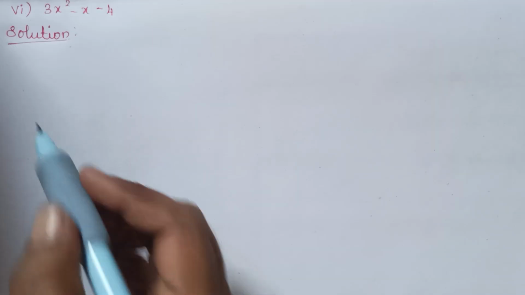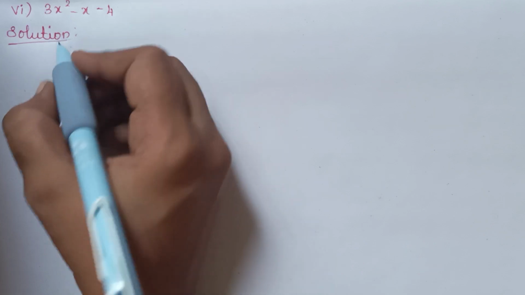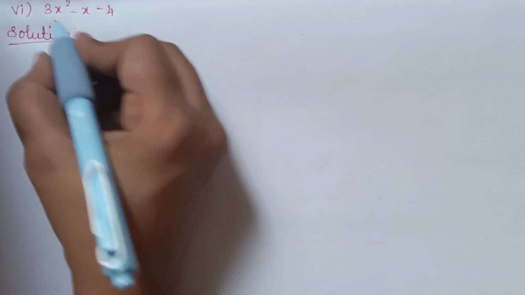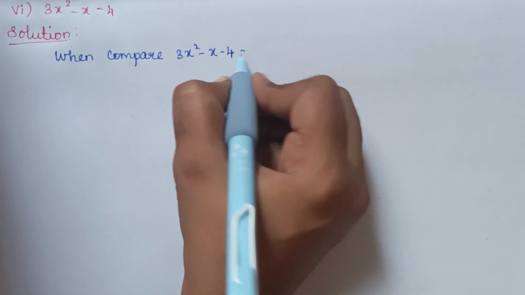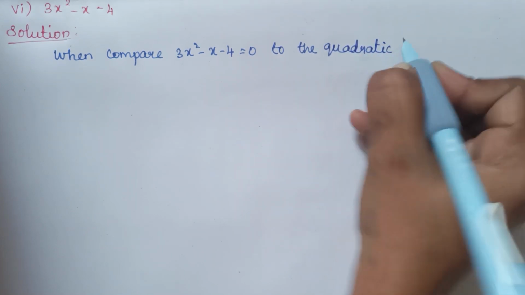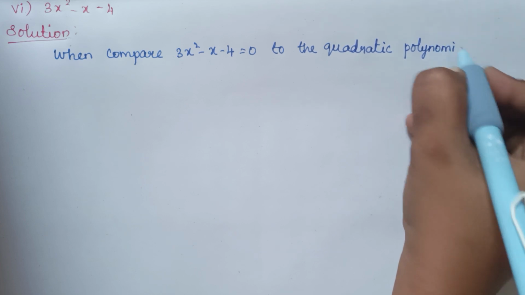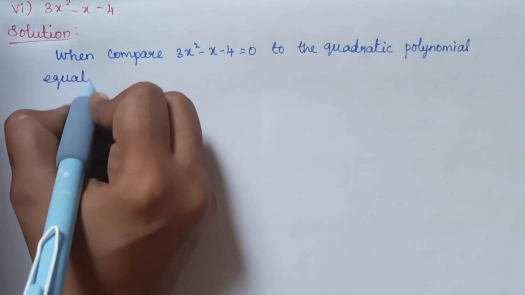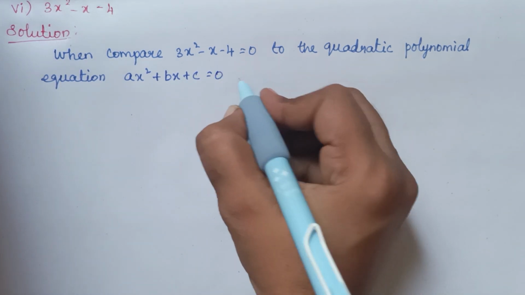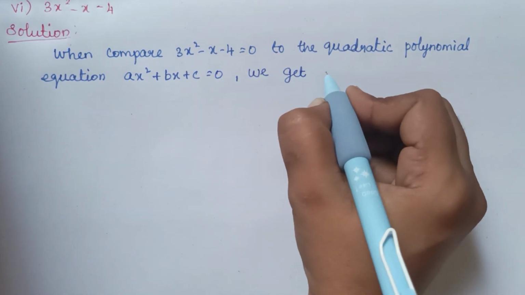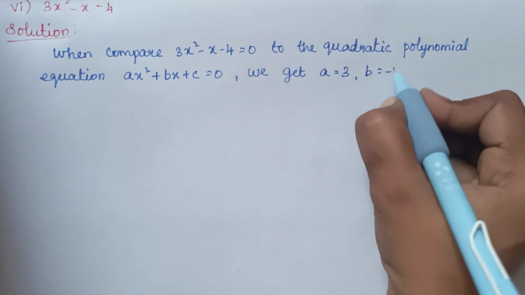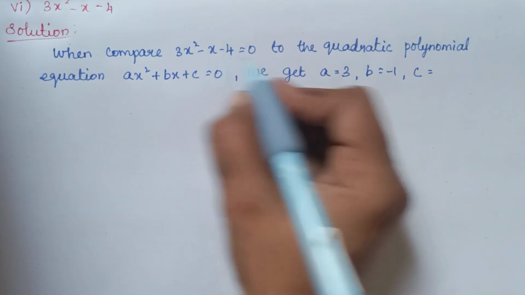So the next one, 3x square minus x minus 4. Okay. So when we compare the given polynomial 3x square minus x minus 4 is equal to 0 to the quadratic polynomial equation, that is ax square plus bx plus c is equal to 0, we get a is equal to the coefficient of x square, which is 3, then b is equal to the coefficient of x, which is minus 1, and then c is equal to the coefficient of the constant term, which is minus 4.